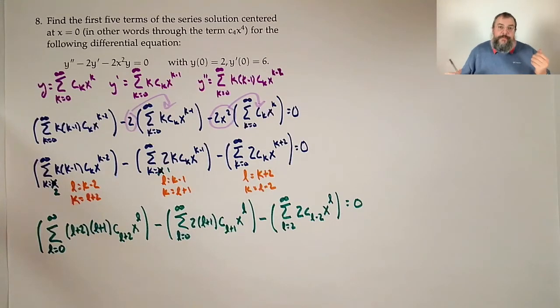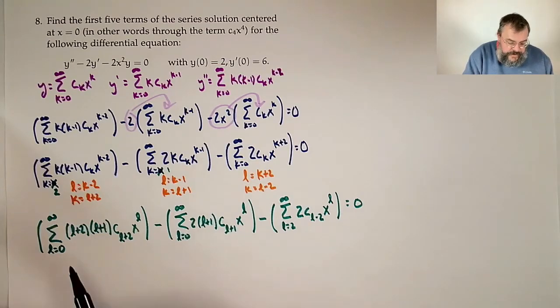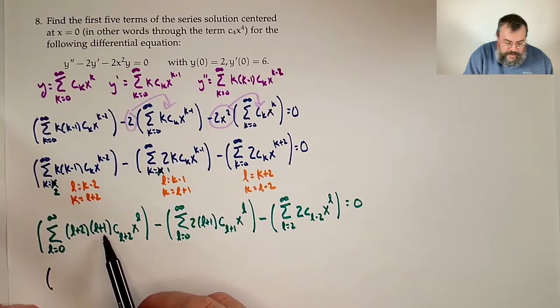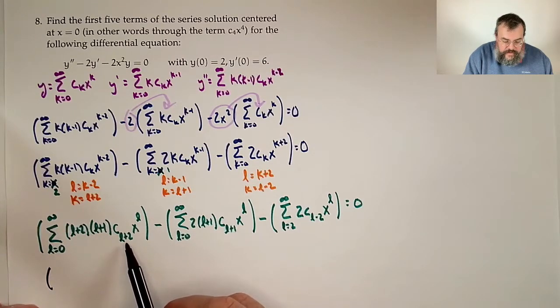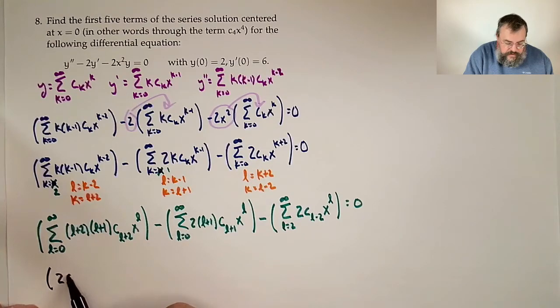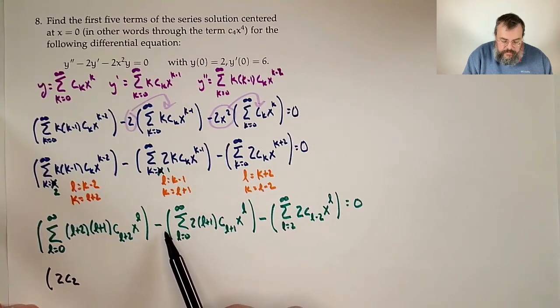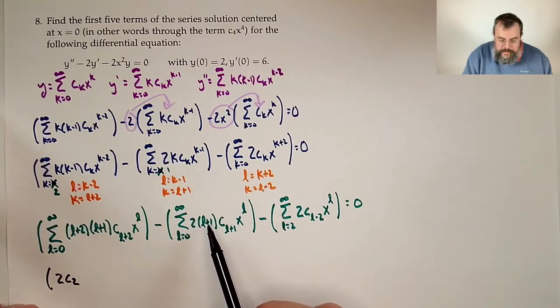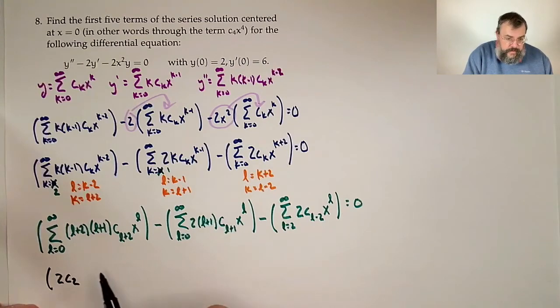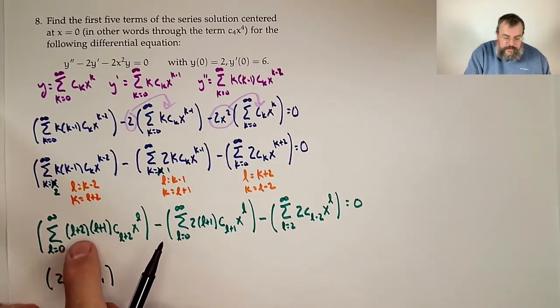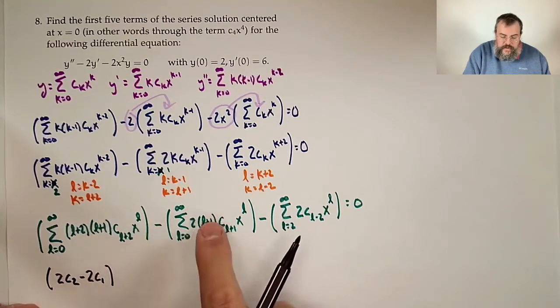So let's start with 0. From the first term, we're going to get 2 times 1 times C2, so we get 2 C2. And here, minus 2 times 1 times C1, so minus 2 C1. All right, so there's no zeros from here. So again, I'm putting in L equals 0: 2 times 1 times C2, and 2 times 1 times C1.